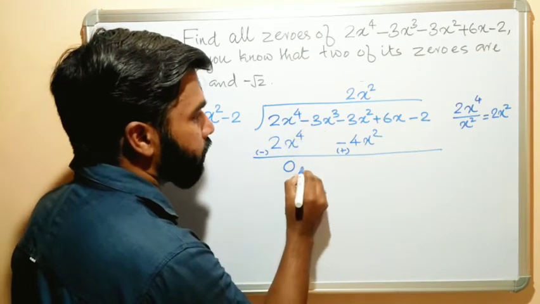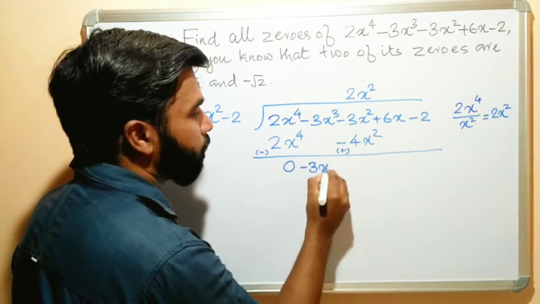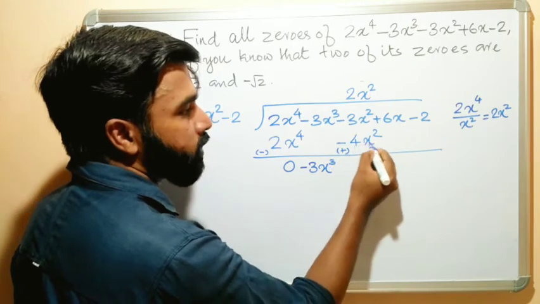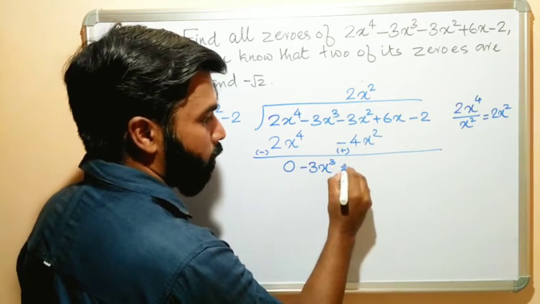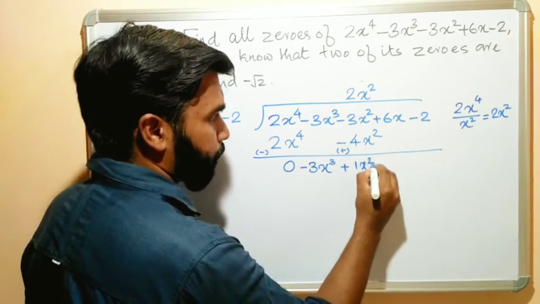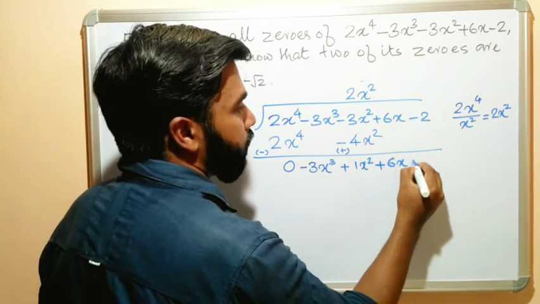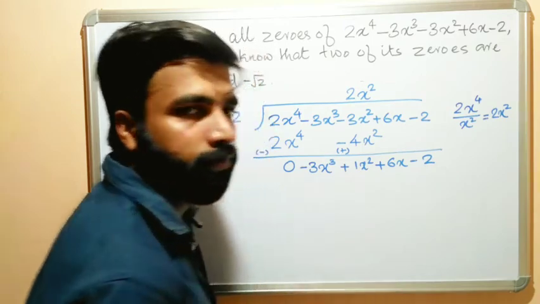Then we have to write this minus 3x cubed down. Then here minus 3x square plus 4x square is 1x square. Then write plus 6x, then minus 2.